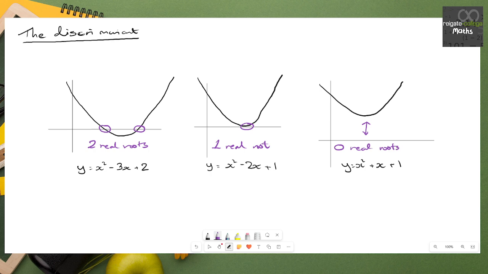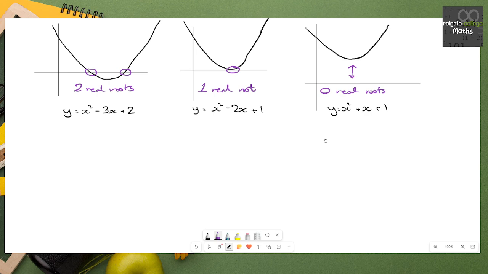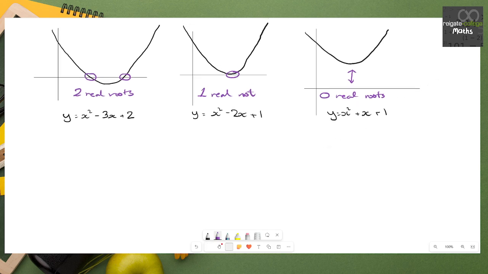Now, just looking at these graphs, you can see that. But if we didn't have the graphs and weren't sure how to draw them particularly easily, what could we use to find that information out? And that's where this idea of the discriminant comes in. So let's have a little look at solving these equations equal to 0 to find the roots. And I'm going to do this using the quadratic formula.